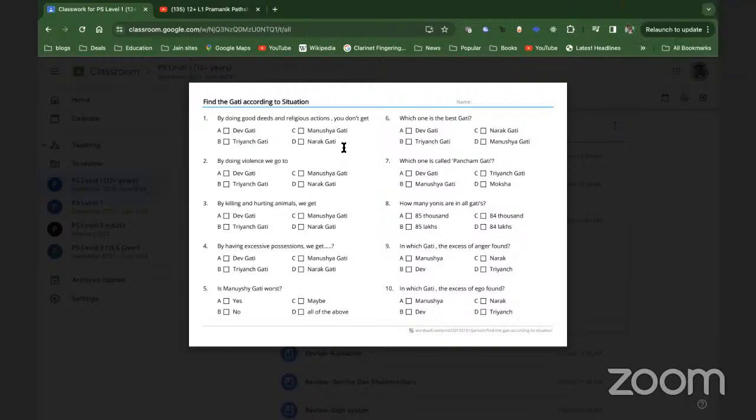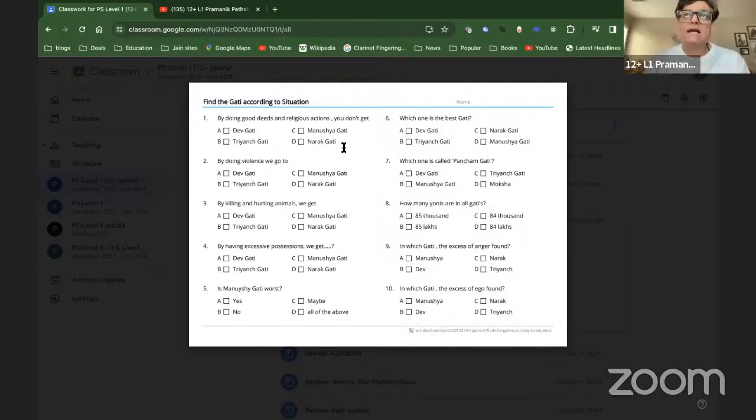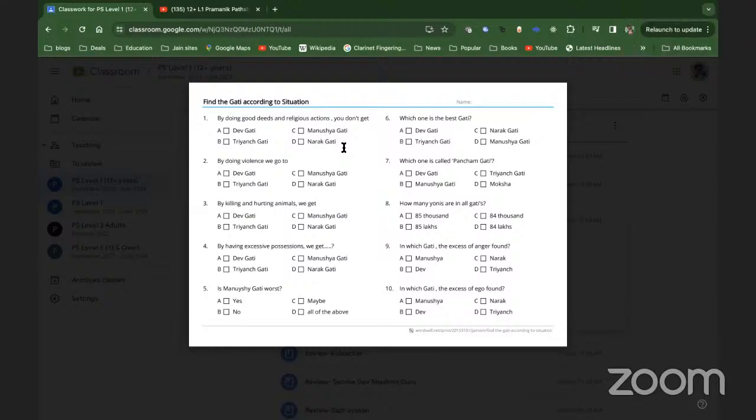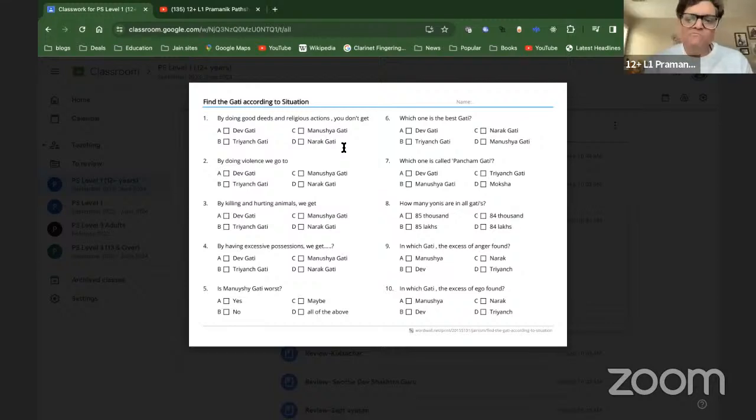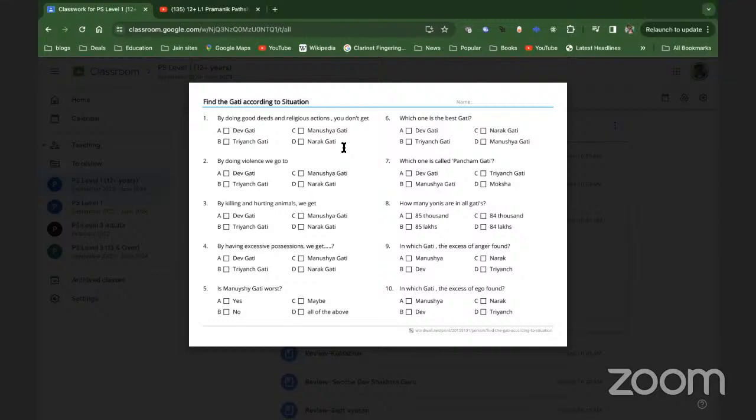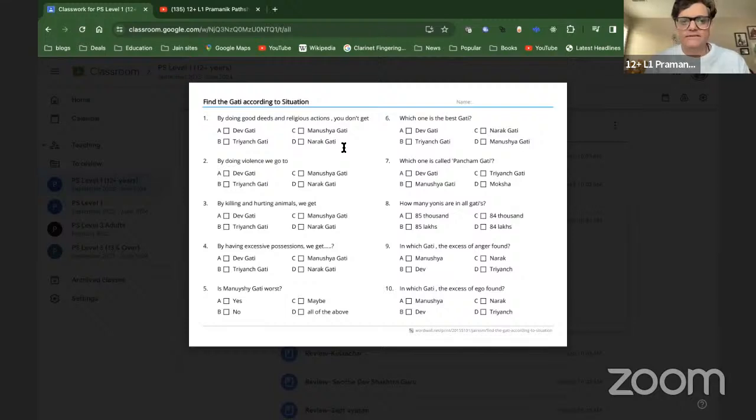Okay. How much is a lakh? Good question. How much is a lakh? A lakh is 100,000. I thought it was 85,000. No, Hazar is 1,000, and Laksh or Lakh is 100,000. So it is 84 times 100,000 yonis.